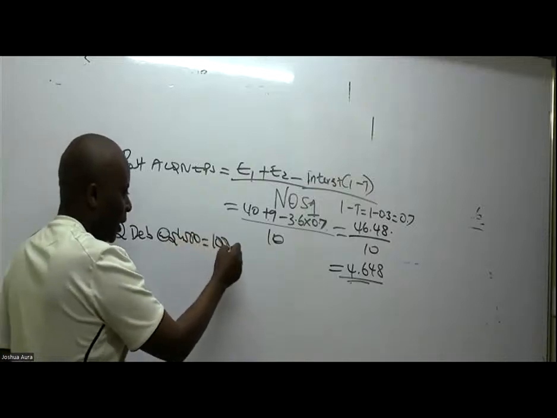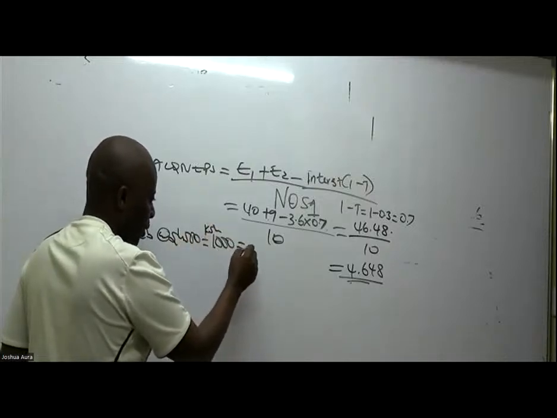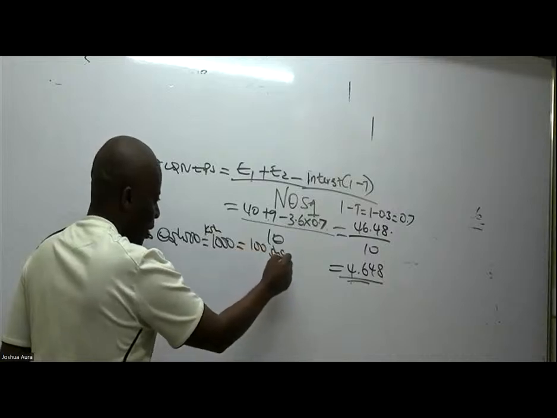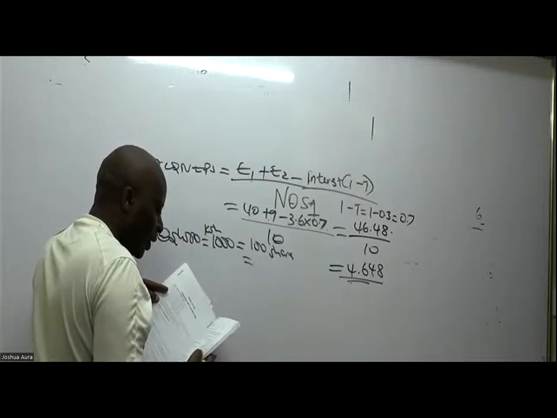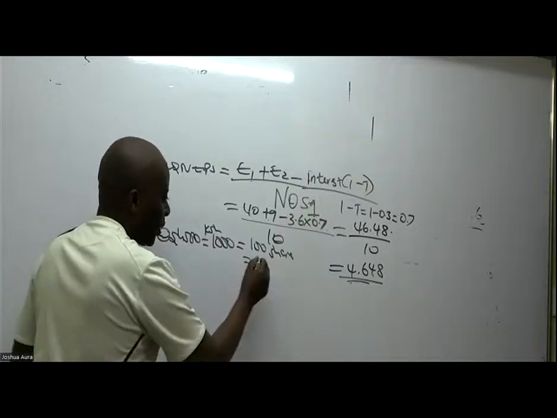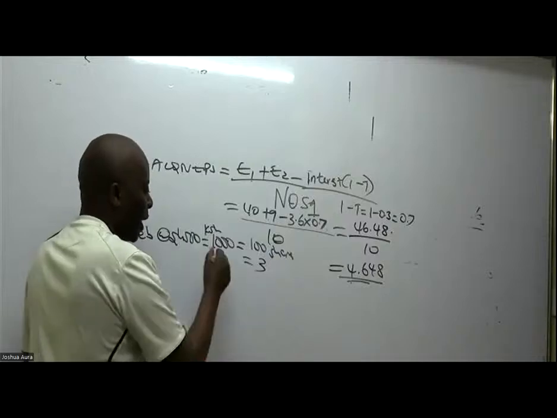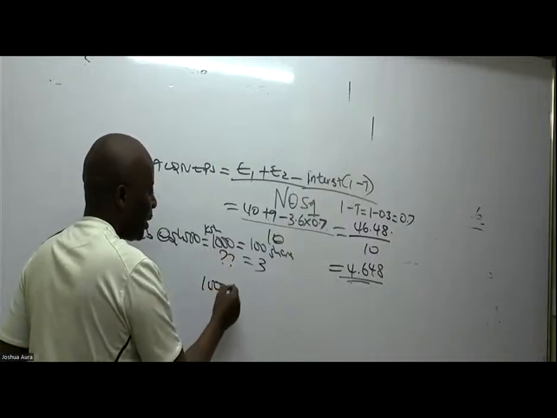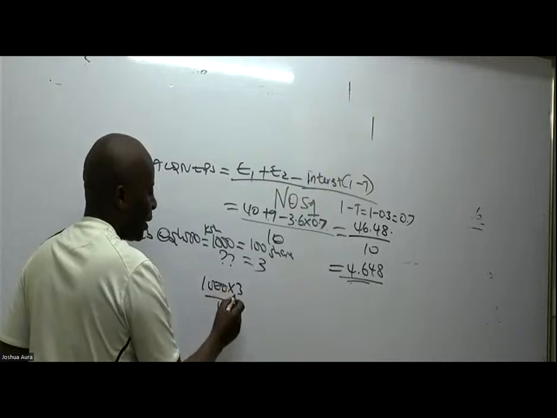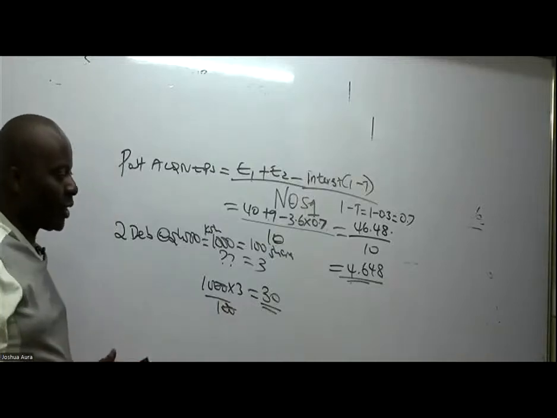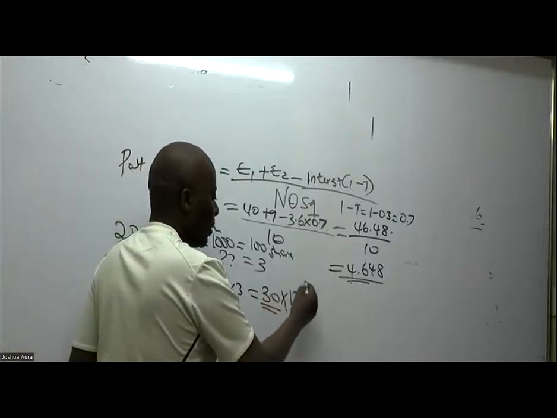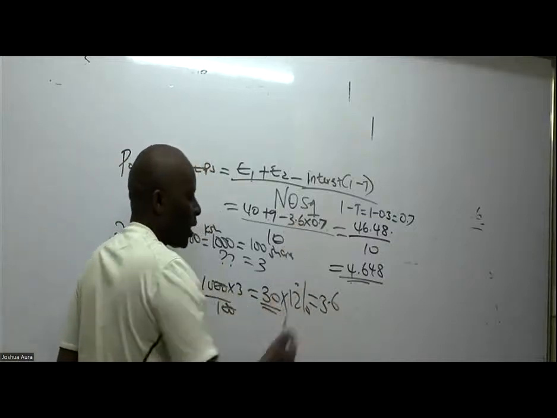This is how we were able to get 1,000 Kenya shillings equals 100 shares. How about them giving us all the shares that they have? They have 3 shares up there from the table. So it will be 1,000 times 3 over 100. This gives me 30 million. That's the total debt. Once I have the total debt, to get the interest I know the rate of interest is 12%. That's how I was able to get 3.6.